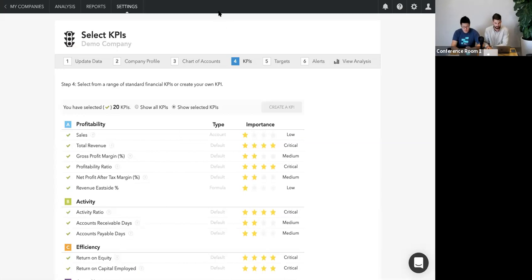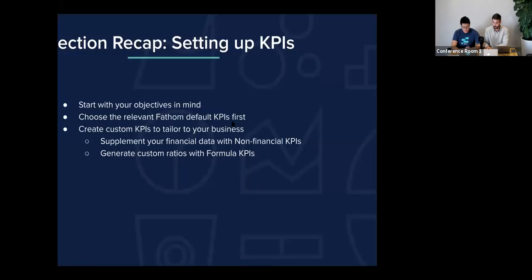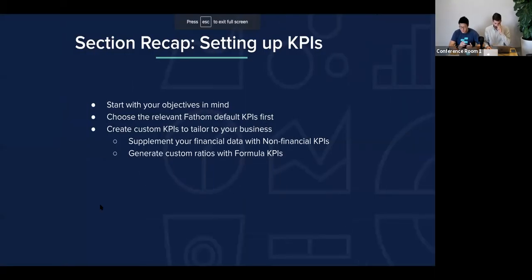So let's just hop back into the slides now. We'll do a bit of a recap on all of the content that we've just covered. That was a pretty good run of content that we've covered here today. So that was talking all about setting up your KPIs. So remember, we recommended to start off with those business objectives in mind when setting up your KPIs. So those KPIs should always tie back to achieving the business objective in Fathom.